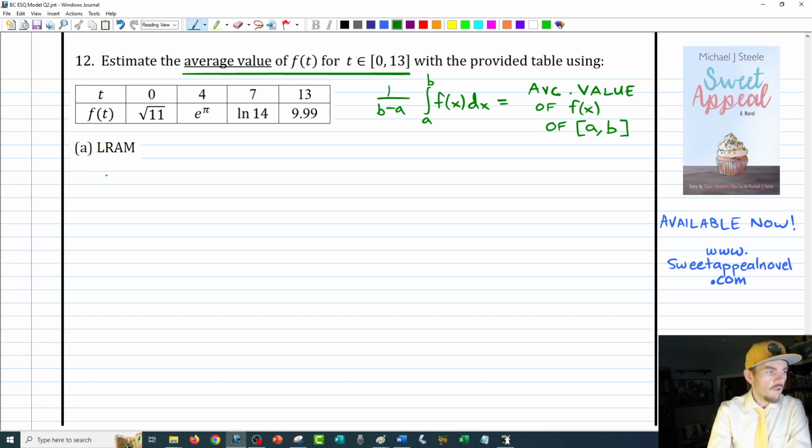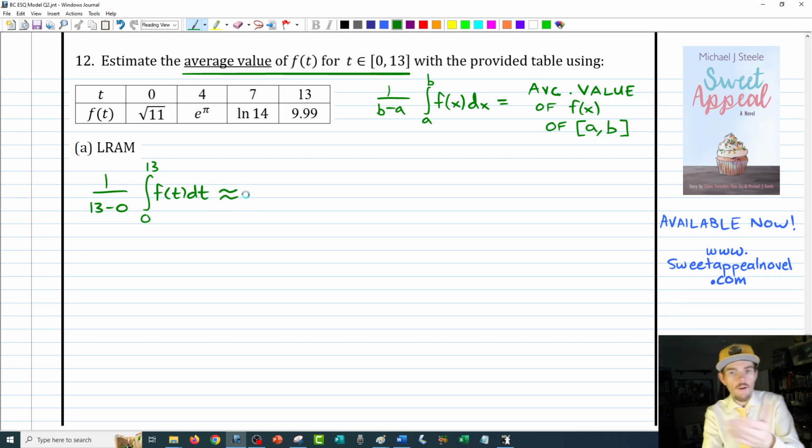So regardless of which approximation method we're using, we're going to be approximating the value of the expression 1 over 13 minus 0 times the integral from 0 to 13 of f of t dt. And so we are going to approximate that using LRAM, RRAM, trapezoids, or even MRAM potentially, just not on the ESQ model or likely on the ESQ.